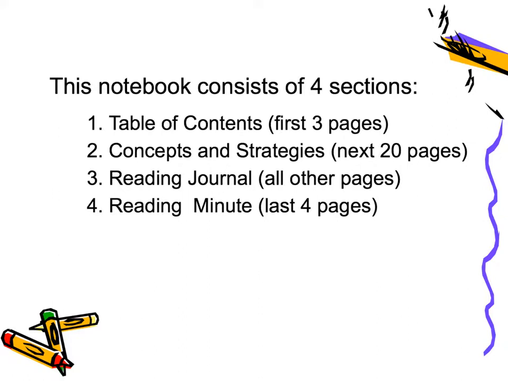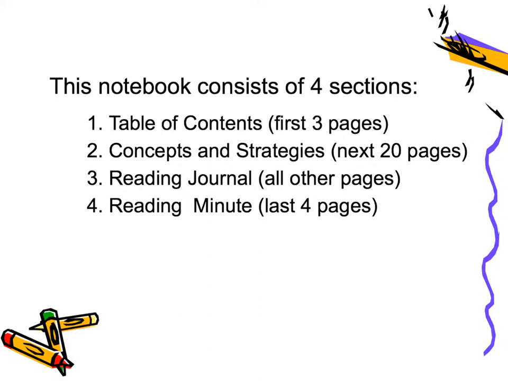This notebook has 4 sections, although section 1, which I'm going to point to right here, the table of contents, is never numbered. So open up the notebook to the very first page, and on that first page, go ahead and write table of contents. Do not give it a page number, but instead, in your mind, count 3 pages. So that very first page where you wrote the words table of contents would be page 1. Flip it over, there's page 2, and then the next page would be page 3.